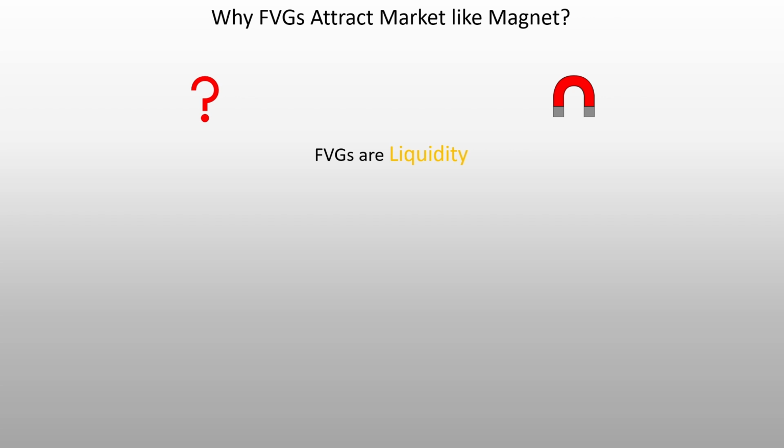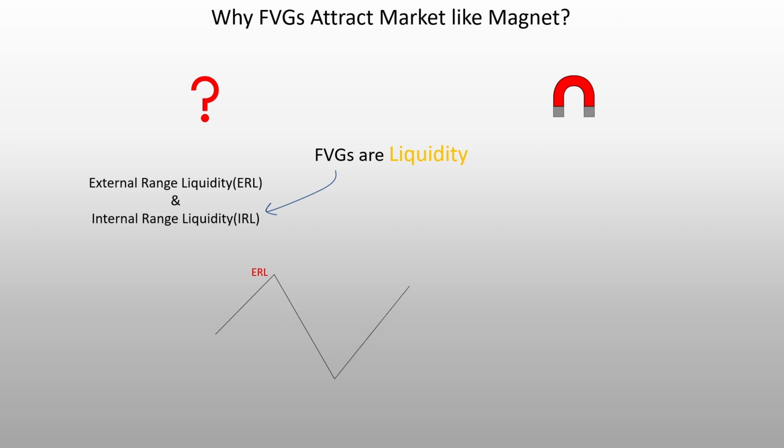There are two types of liquidity: external range liquidity and internal range liquidity, and fair value gaps are internal range liquidity. Here we have the market, and now we have external range liquidity. The market moves from external range liquidity toward internal range liquidity. What is internal range liquidity? It's made up of fair value gaps, order blocks, and breaker blocks.